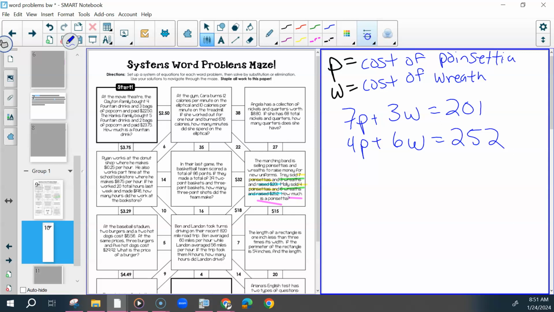So then to solve, this would be a good elimination problem, so we can eliminate. Because we're looking for how much is a poinsettia, we get rid of our w's, our wreaths, then we should be left with poinsettia. But if we were eliminating, we need to make these the same. How could we do that?